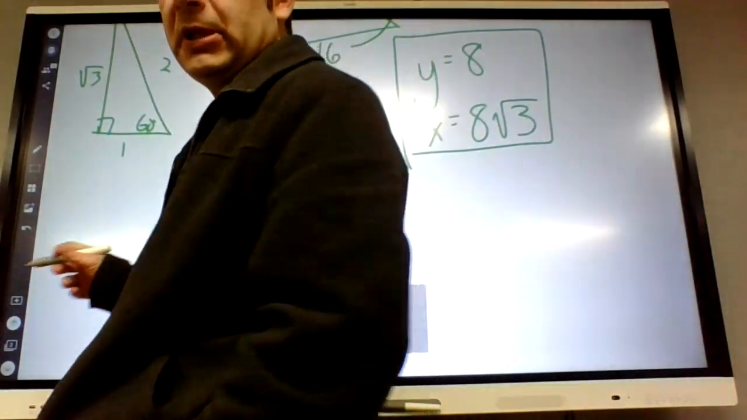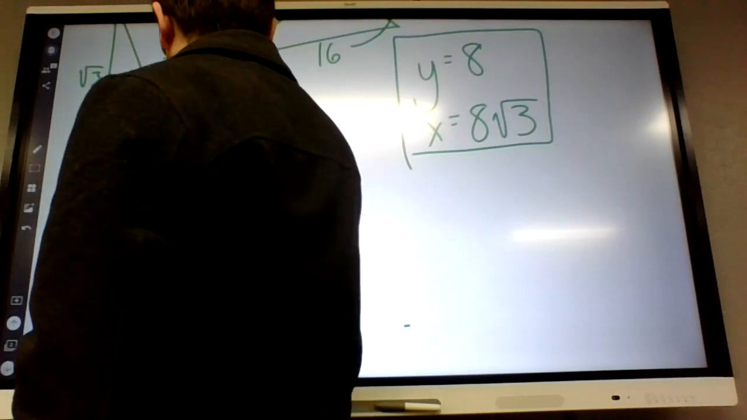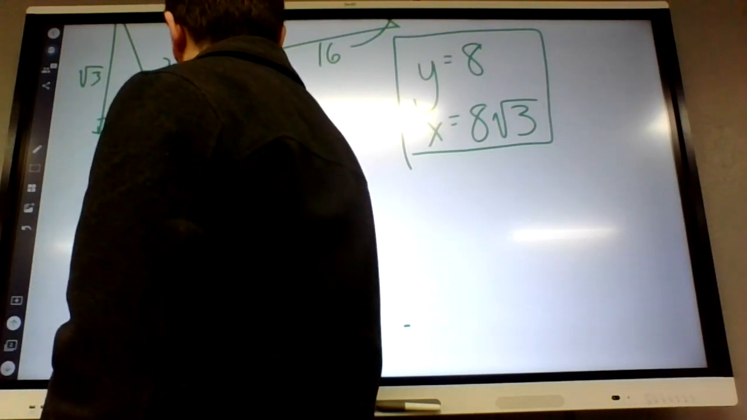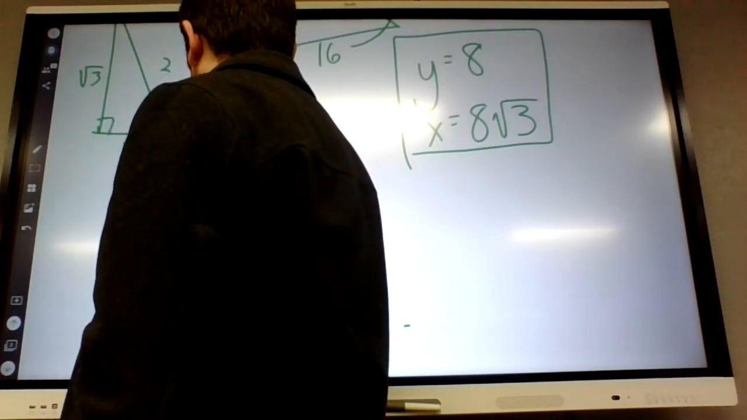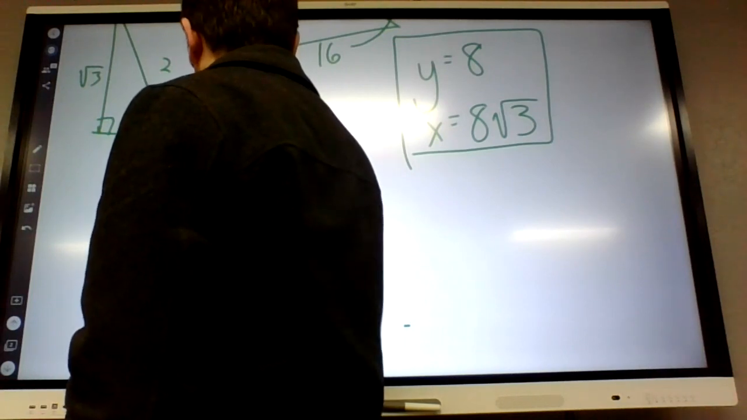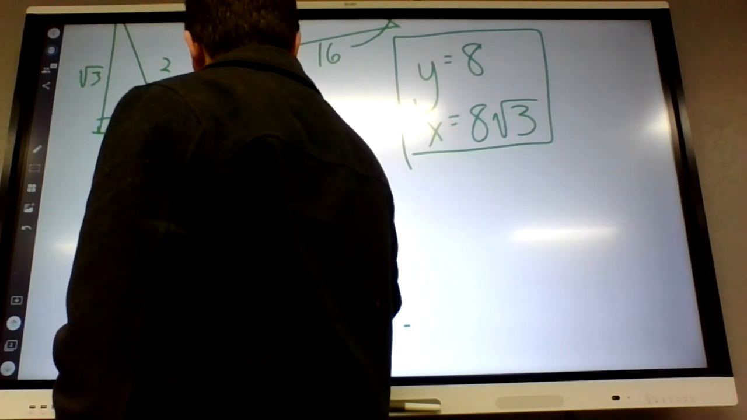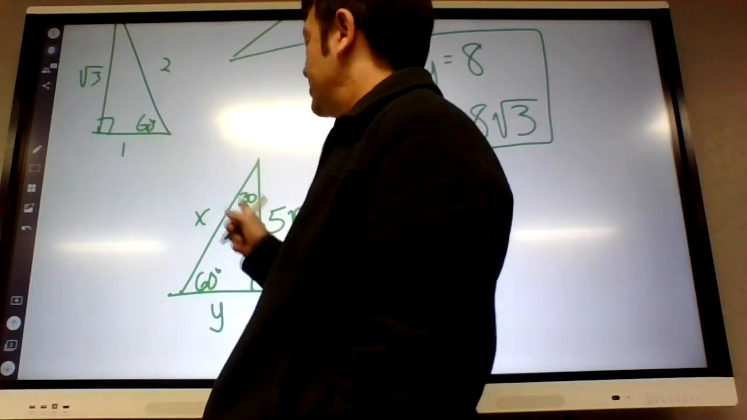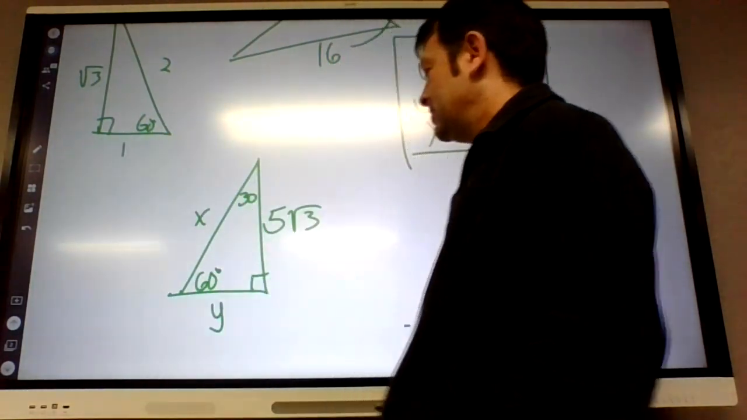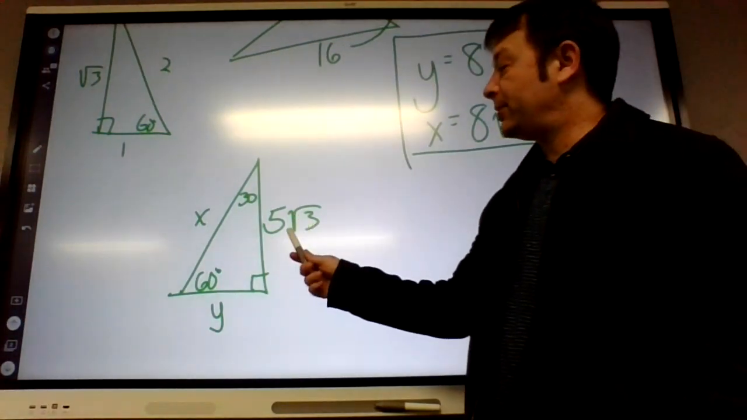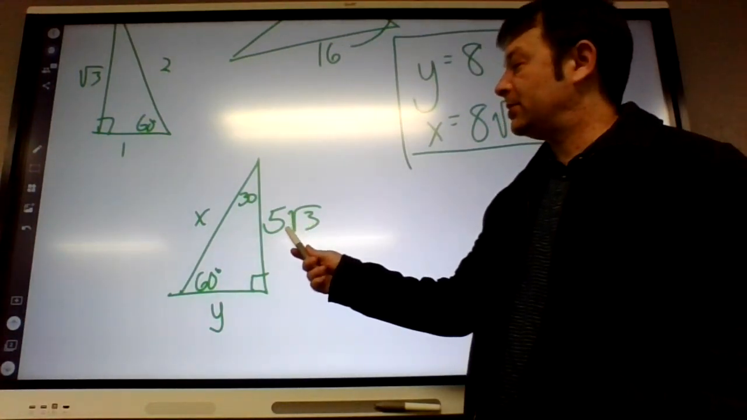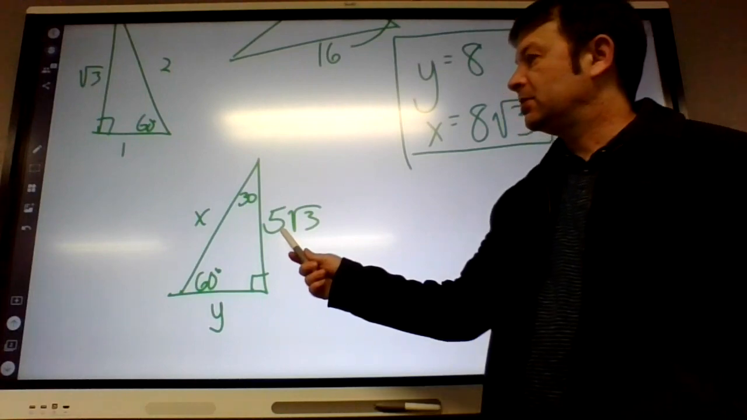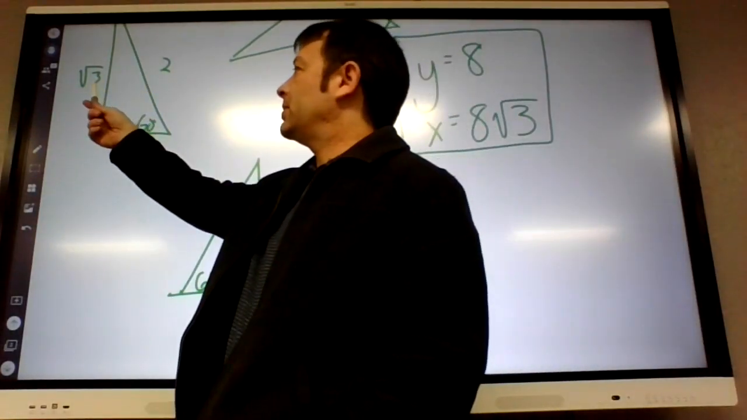Okay, 11, 5 square root of 3, x, y. This almost looks like the original drawing, just turned around backwards. Pretty close looking. Okay, so 5 square root of 3 is the what side? The square root side. Yeah, it's the long leg.